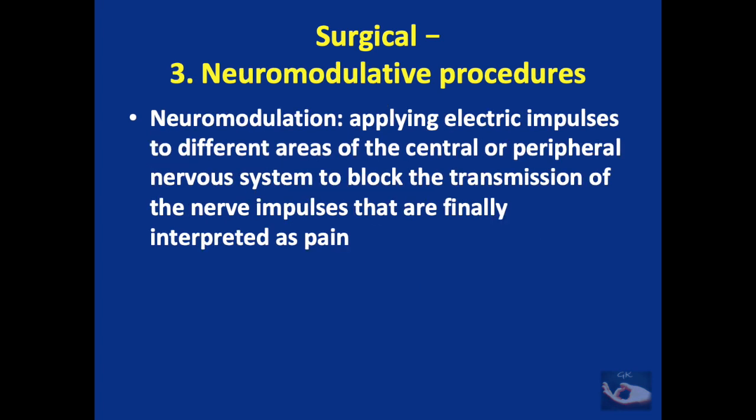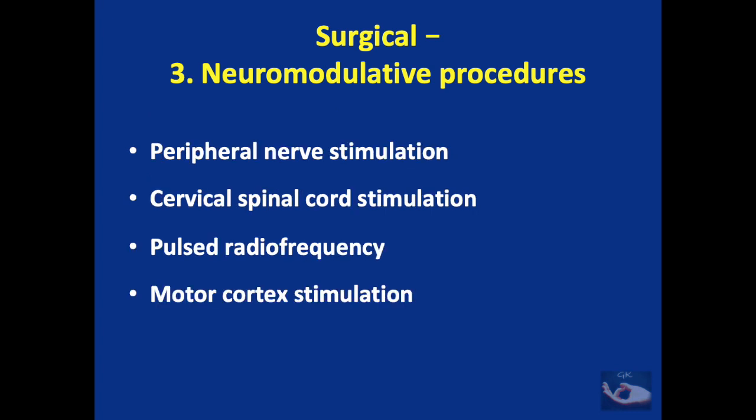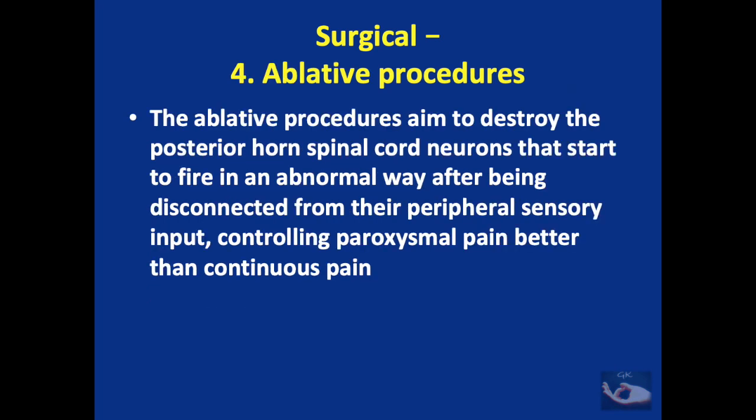The third method is the neuromodulative procedures. This procedure actually applies electrical impulses to different areas of the central or peripheral nervous system to block the transmission of any nerve impulses that are interpreted as pain. Procedures like the peripheral nerve stimulation, cervical spinal cord stimulation, pulsed radiofrequency, and motor cortex stimulation come under the category of neuromodulative procedures.